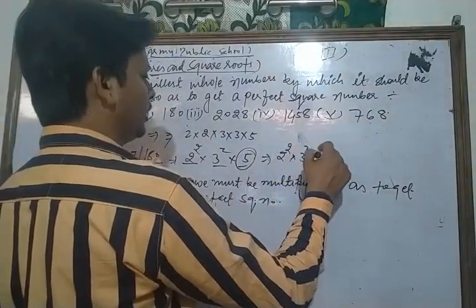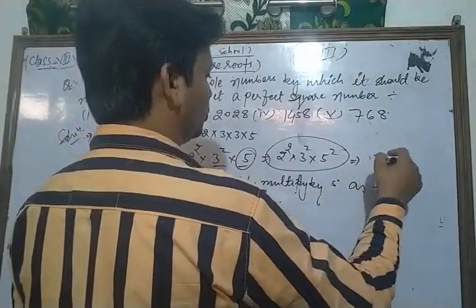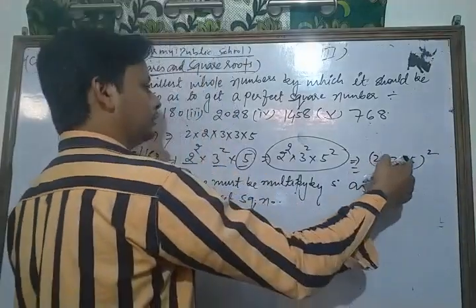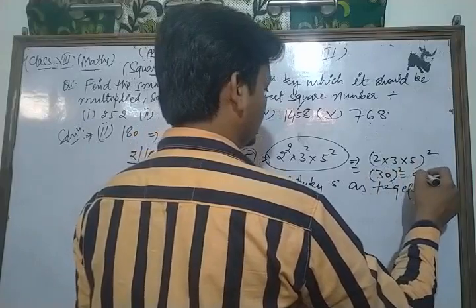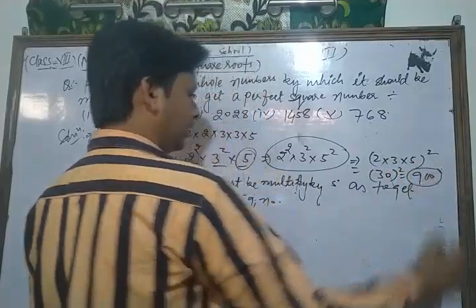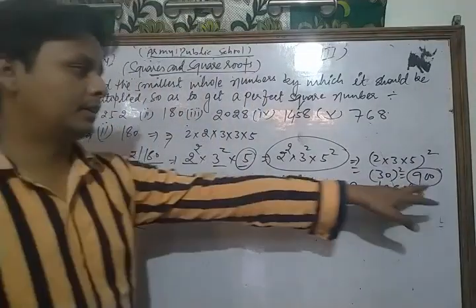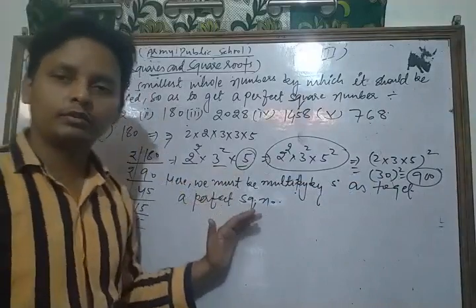into 3 square, 5 into 5, 5 square. So we get the perfect square number as 2 into 3 into 5 square. So we get what? This is 30 square. That is what? 900. Okay, and that perfect square number is 900. So this is the process to solve that type of question.